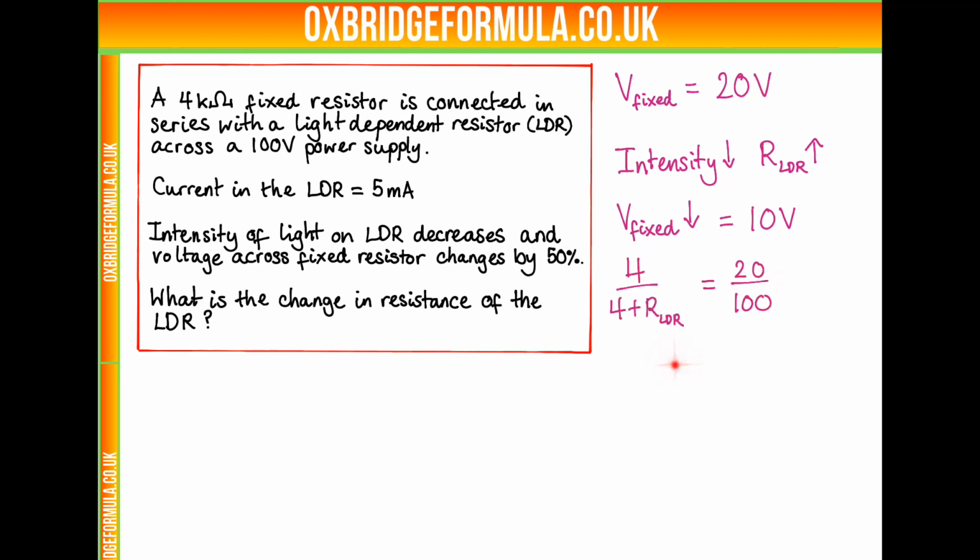So we have 4 divided by 4 plus the initial resistance of the LDR. This will be equal to the 20 over 100, the fraction of the voltage that it takes. So if you solve this quite simply, we get our LDR is 16 kilo ohms.